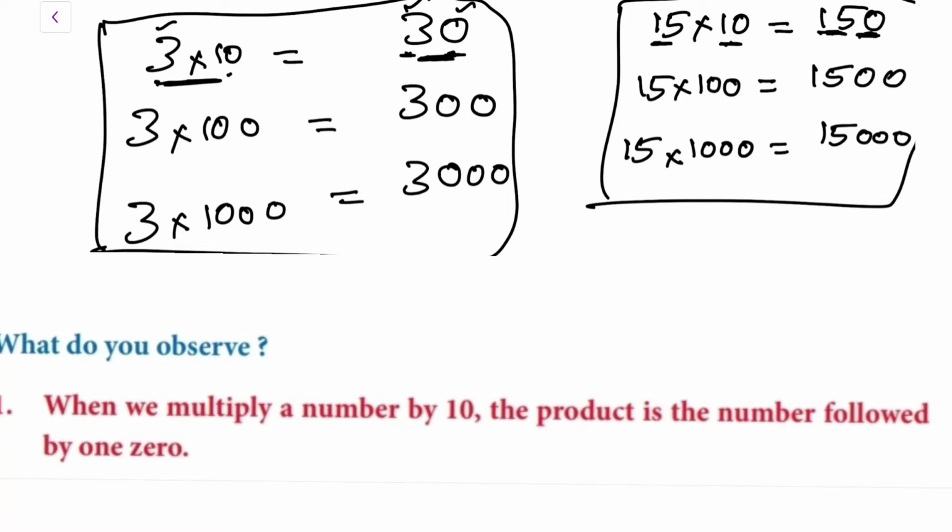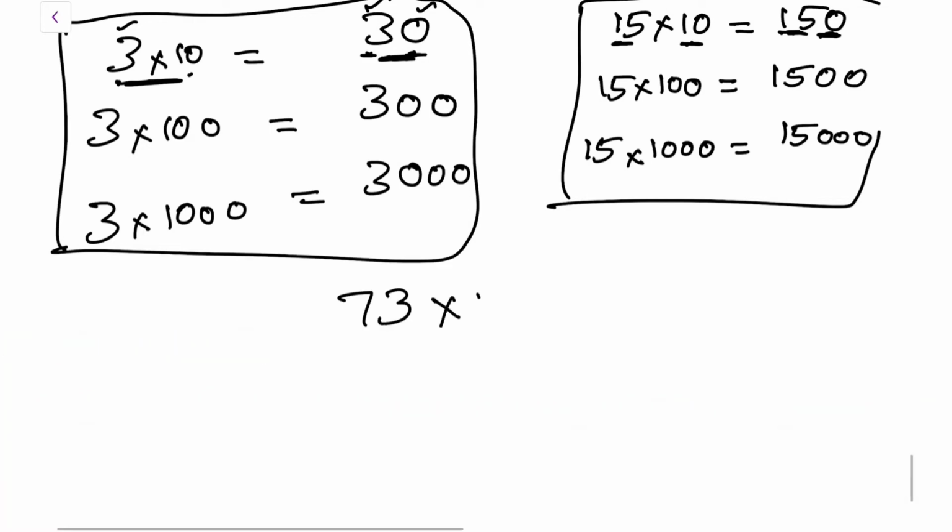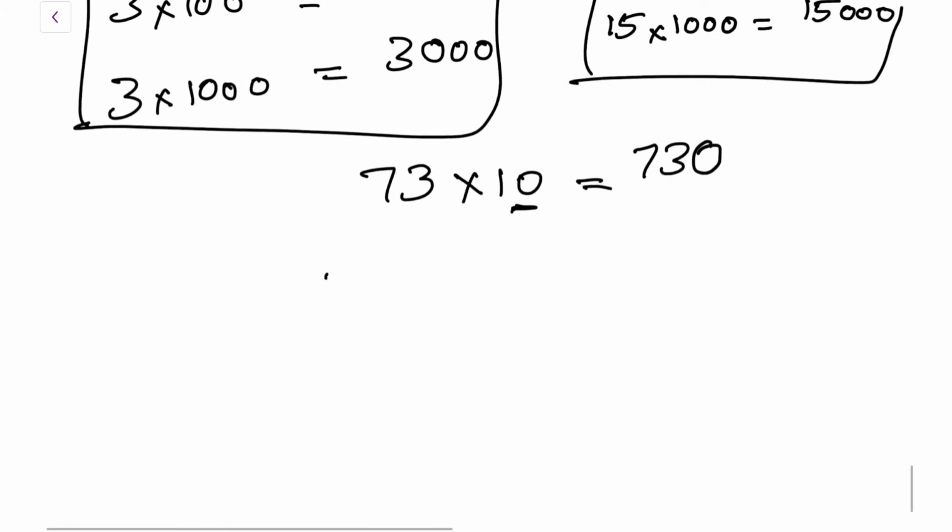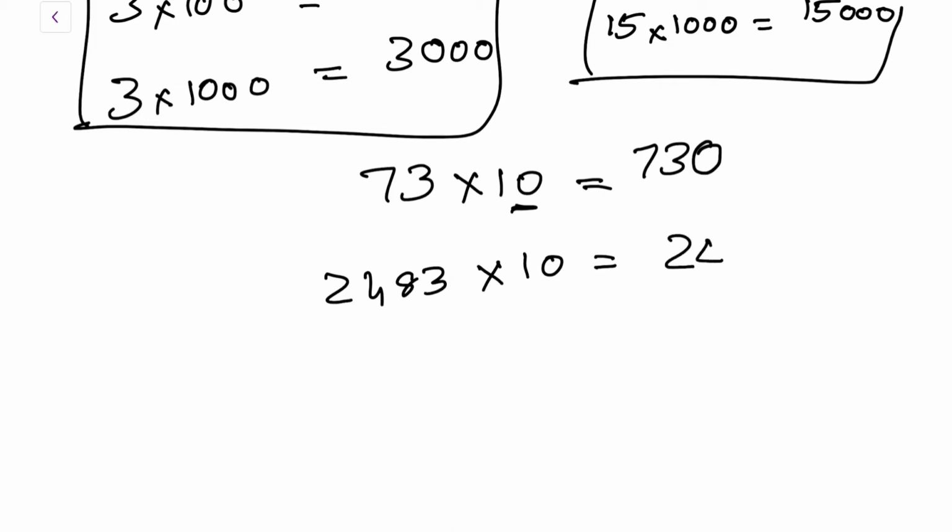Simple, right? Okay, I want you to try these. 73 into 10. What is the product? That's right, it's the same number 73, just add another 0 because it's multiplied with 10. What about this? 2483 into 10. Can you multiply this? Yes, the product is the same thing, 2483, just add another 0. That's it. How about this? 110 into 10. What's the product? 110, include another 0.